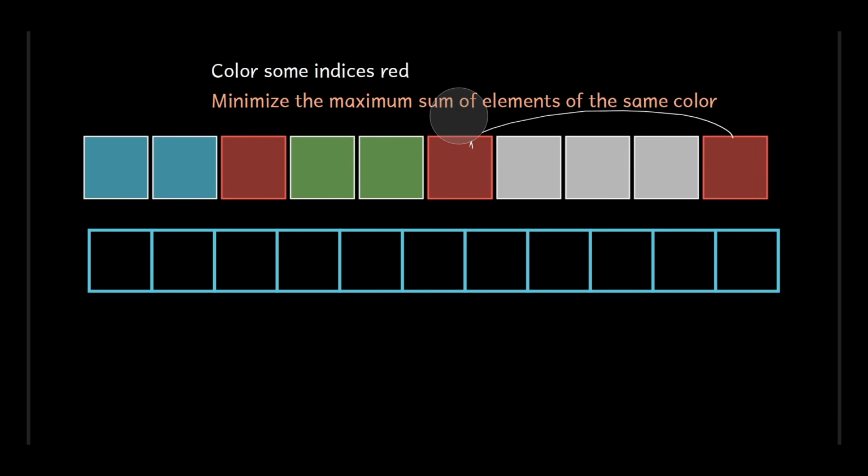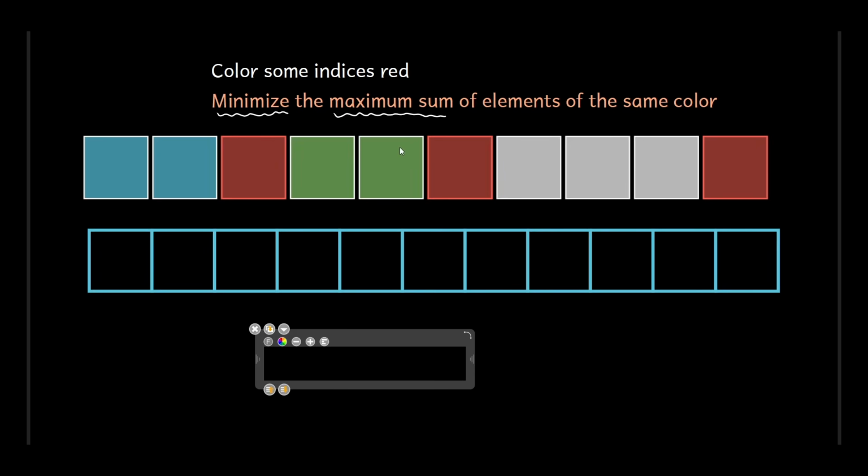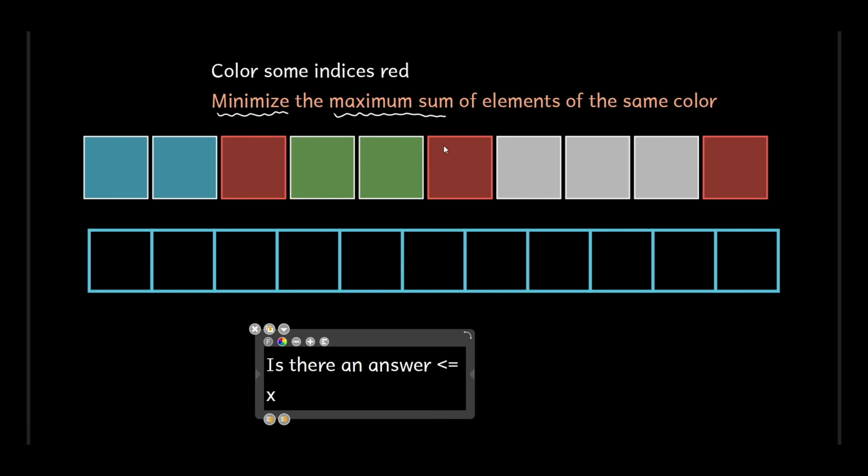But before we jump into dynamic programming, you might have already noticed that whenever the problem asks you to minimize the maximum value of something, like minimizing the maximum sum, you can do a transformation where you ask this question instead: if I have to minimize the maximum sum of something, can I ask, is there an answer less than or equal to, let's say, x?